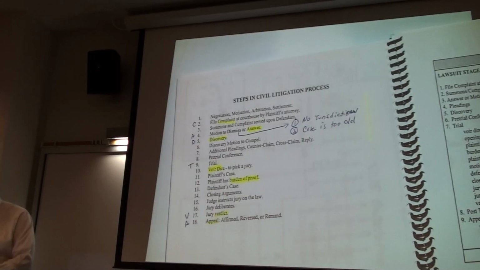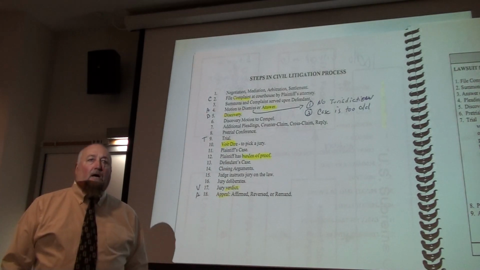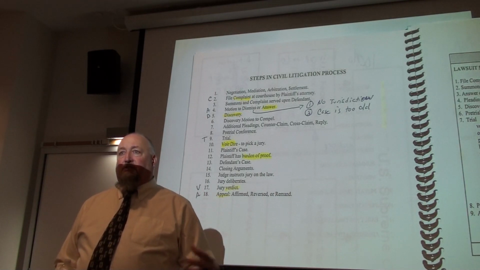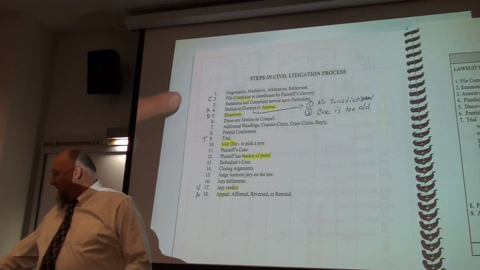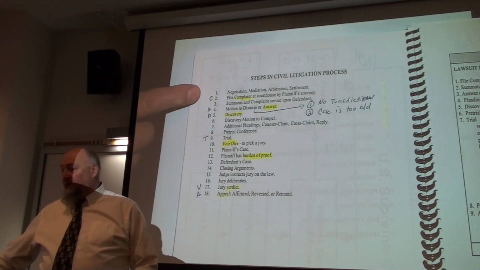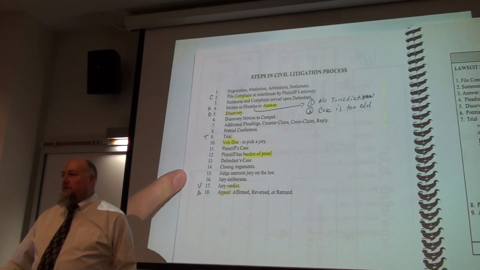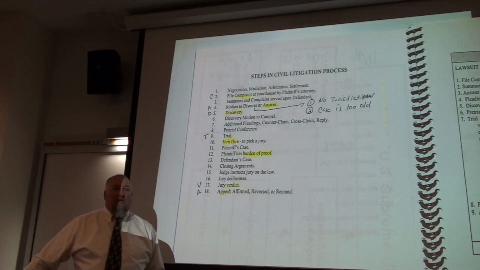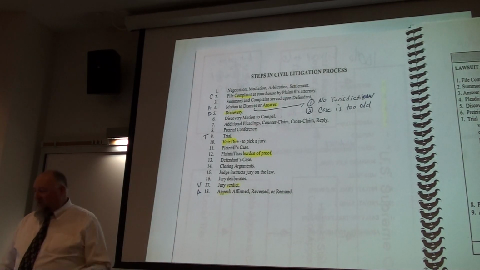Okay, next page over. Not really a fill in the blank question, but these are the steps in a civil lawsuit. And I want you to know the main steps. And I've highlighted them here: complaint, answer, discovery, trial, verdict, appeal. CAD, TVA. Those are the primary steps in a civil lawsuit.